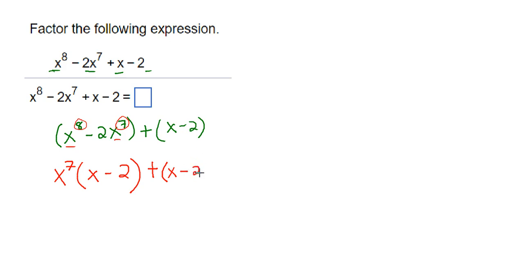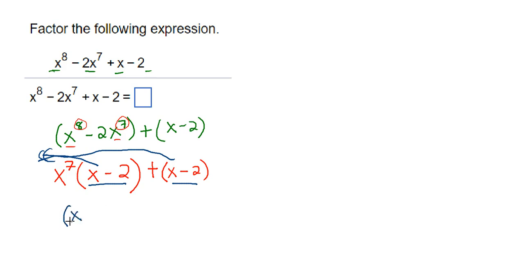But it ends up being okay because the essential thing about factor by grouping is that the parentheses from the first group matches the parentheses from the second group. So even without factoring anything out from the second group, we already have a match. And that's the important thing. So we can factor out the x minus 2 from both of these groups.